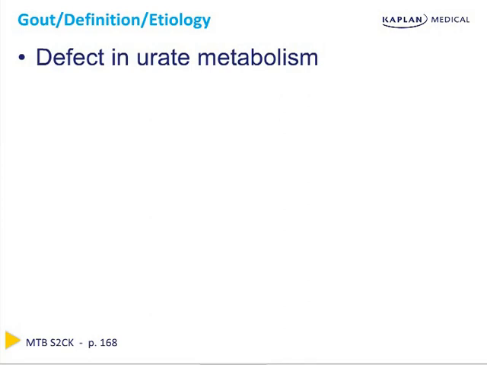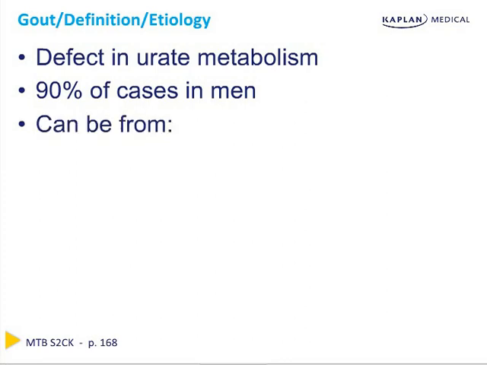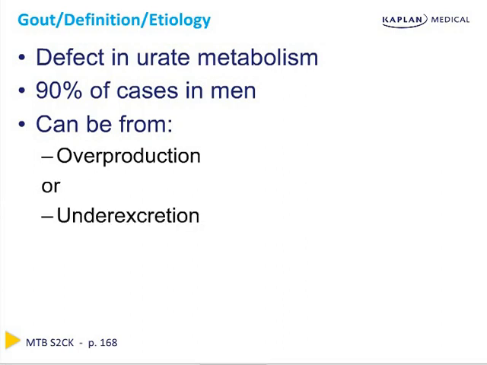Moving on, we're going to be discussing some of the crystal arthropathies. Gouty arthritis is a defect in urate metabolism. Currently, 90% of cases occur in men. The etiology is from two underlying issues. The first can be from overproduction of urate or simply from its underexcretion.